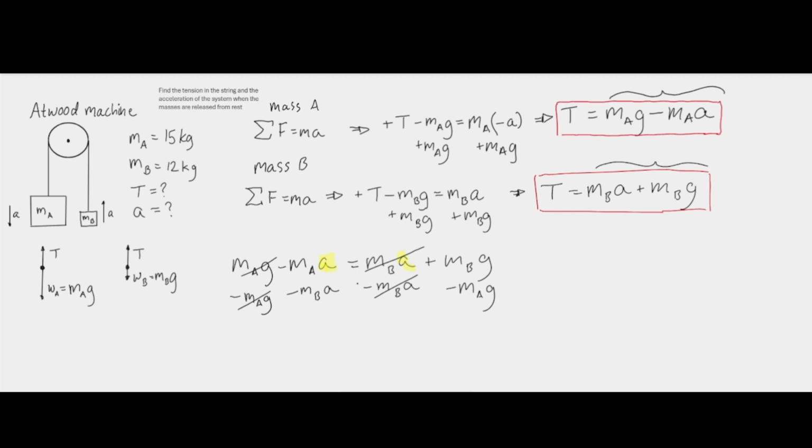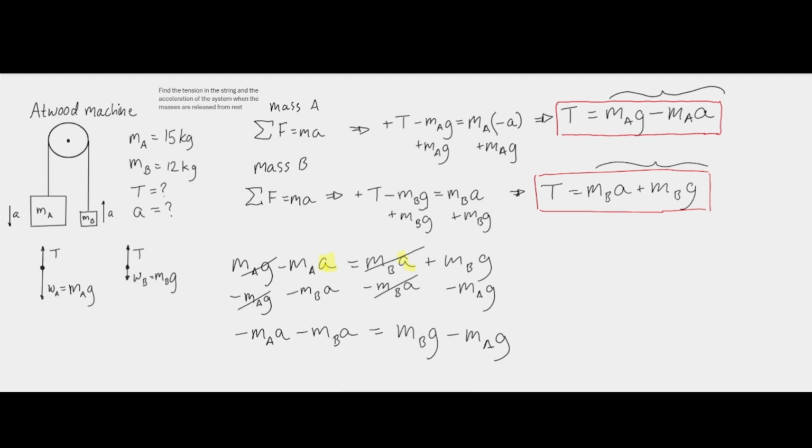And so now I can combine everything and see what I have here. So I have a minus m sub a times a minus an m sub b times a, and that's equal to a positive m sub b times g minus an m sub a times g.